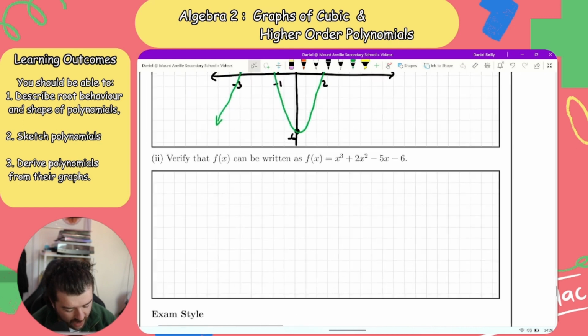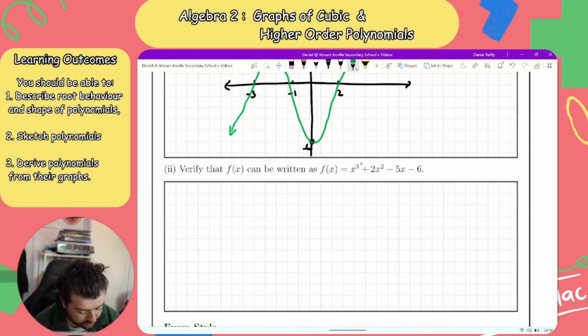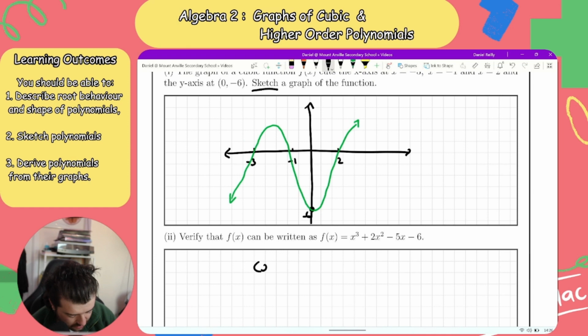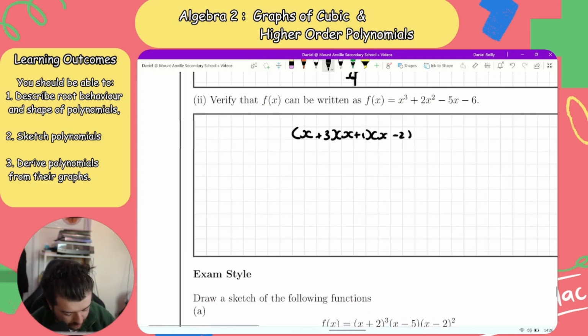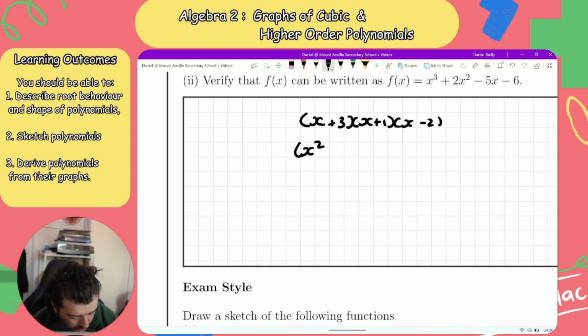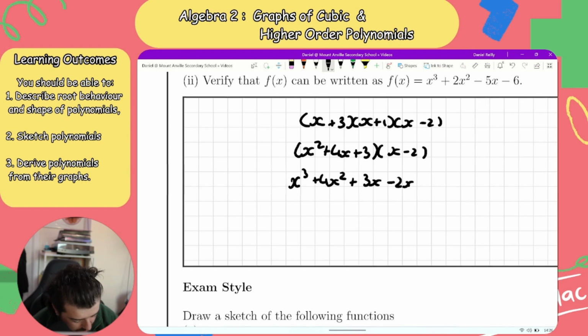Right. Verify that the function can be written as x to the power of 3 plus 2x squared minus 5x minus 6. So we just need to write all my roots as factors. So it'd be x plus 3 times x plus 1 times x minus 2. If we multiply that out, I'm going to have x squared plus 4x plus 3 times x minus 2, x cubed plus 4x squared plus 3x minus 2x squared minus 8x minus 6, x cubed plus 2x squared minus 5x minus 6.